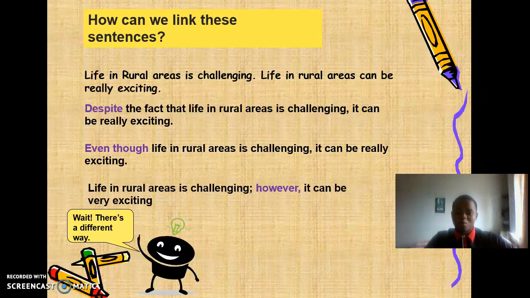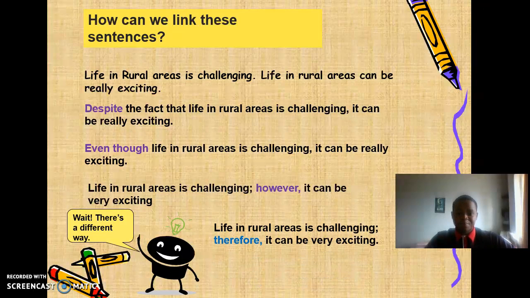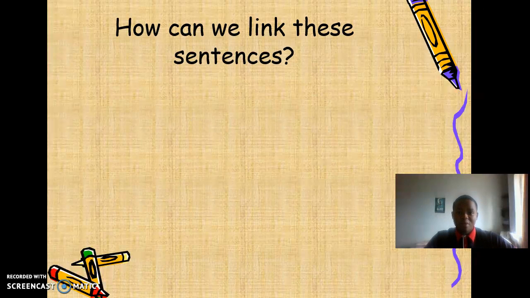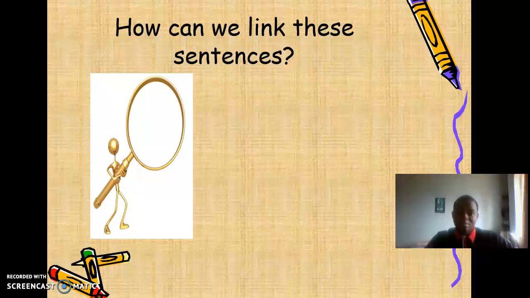But wait, there's a different way we can connect those two sentences again. Here it is. Life in rural areas is challenging. Therefore, it can be very exciting. They've used therefore now. So that's a practical example of how you can use logical connectors. Now, you probably have an idea of how to use them, so we're going to link another sentence.